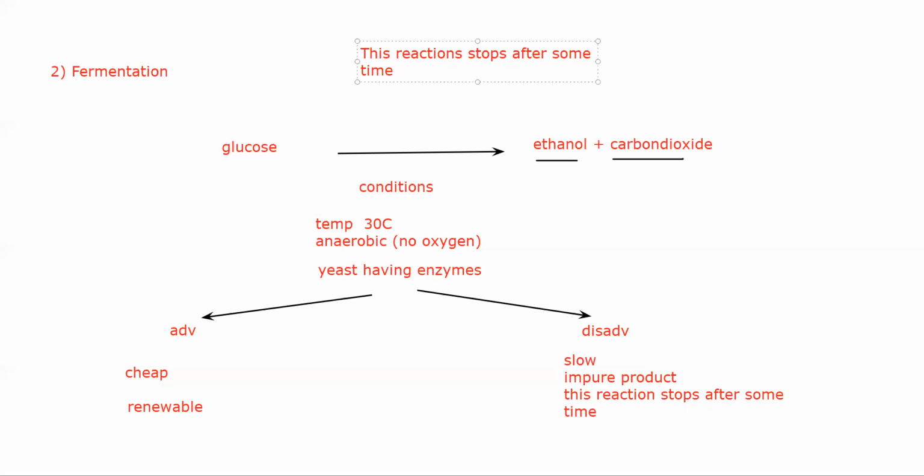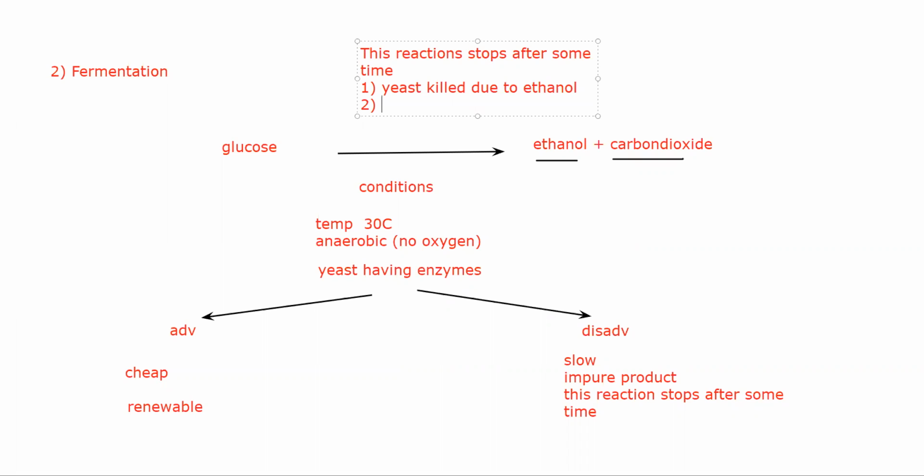Number one, the reason is because when glucose is converting into ethanol, ethanol is alcohol, and the yeast is killed off due to ethanol. So as the product is forming, the yeast is killed off due to the alcoholic medium, or you can say due to ethanol. So as the amount of ethanol increases, the yeast is killed and the reaction stops.